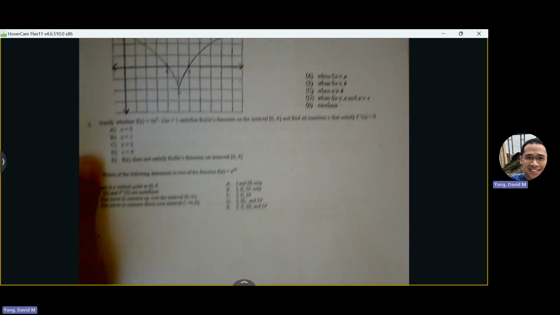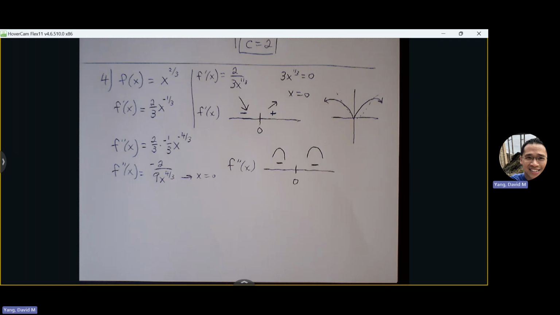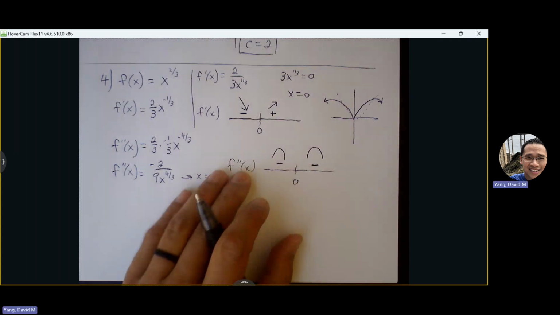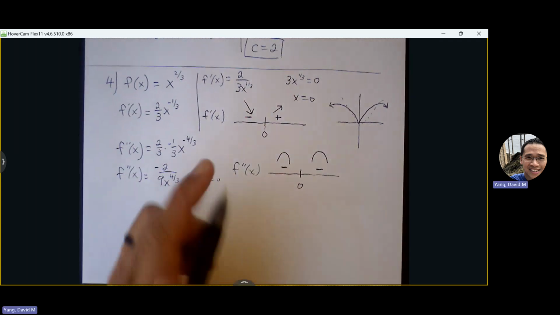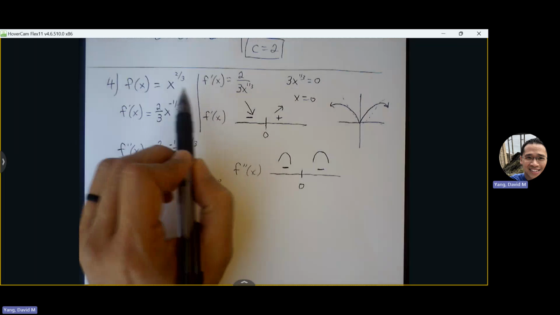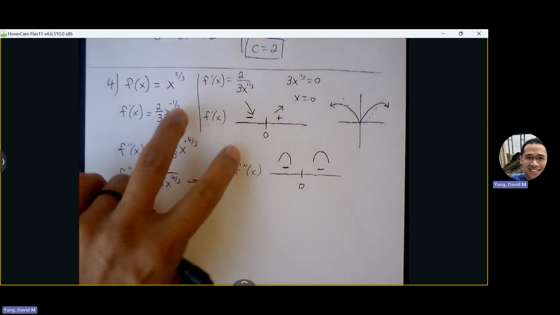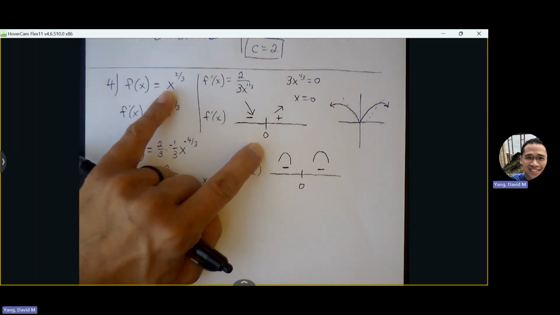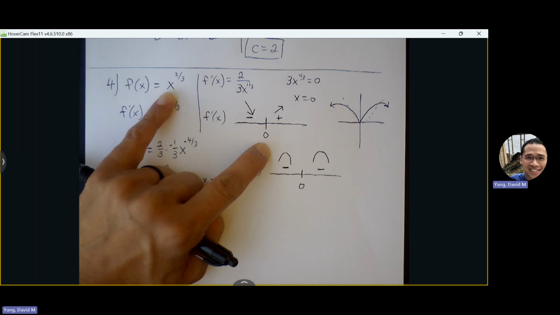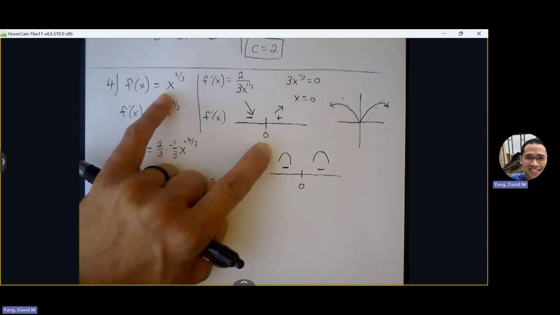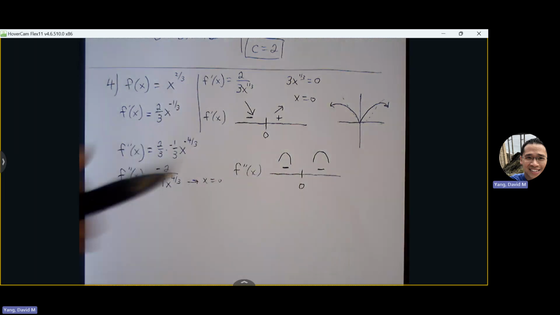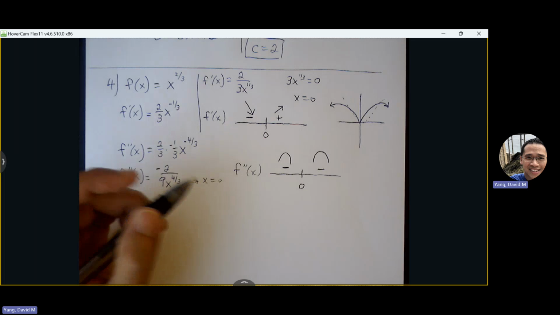Okay, so now to answer the questions, there's a critical point at 0, 0. That's option 1. So if I plug 0 into the original function, I do have a critical point. The ordered pair is 0, 0 because if I want to find the y value, I can insert 0 into the function. So 1 is true.